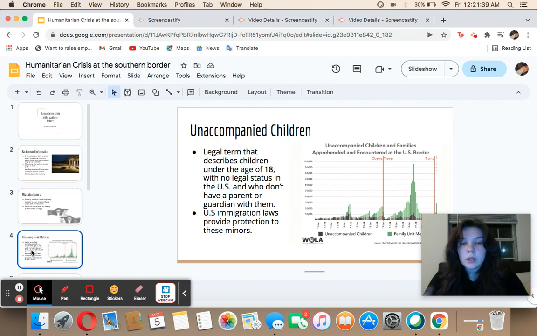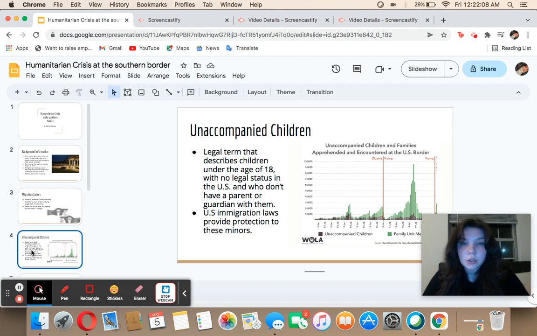To talk more about unaccompanied children, which is just a legal term, it's an umbrella term that describes children who are under the age of 18, who don't have any legal status, and who are crossing without a parent or a legal guardian accompanying them. The U.S. immigration laws do provide protection to these minors through allowing them to apply for asylum, special immigrant juvenile status, T visa, and U visa.